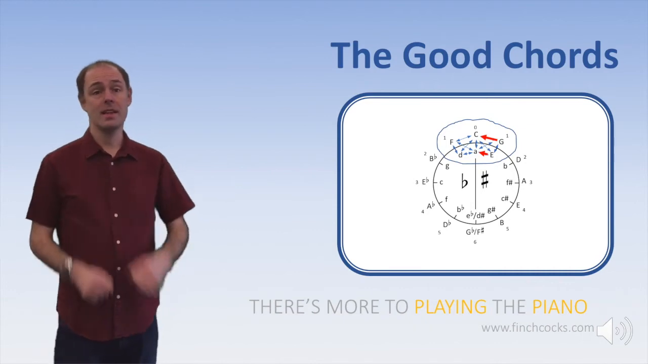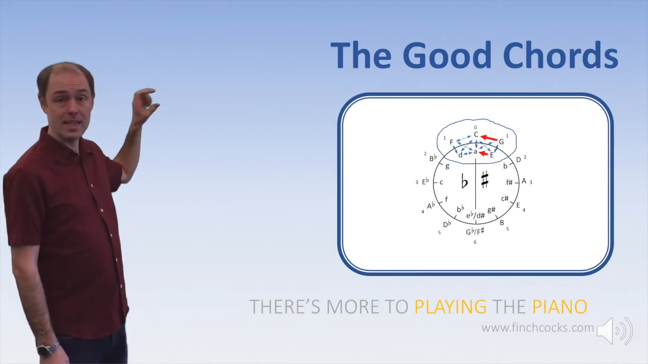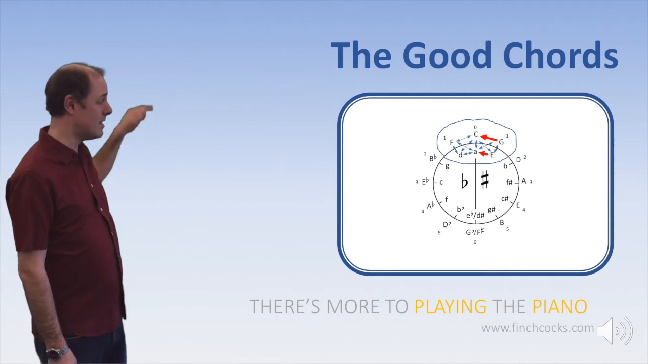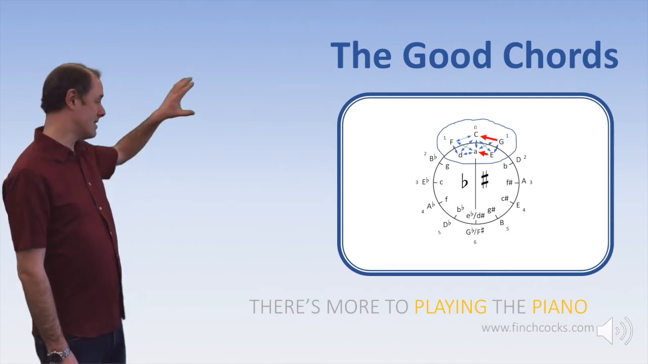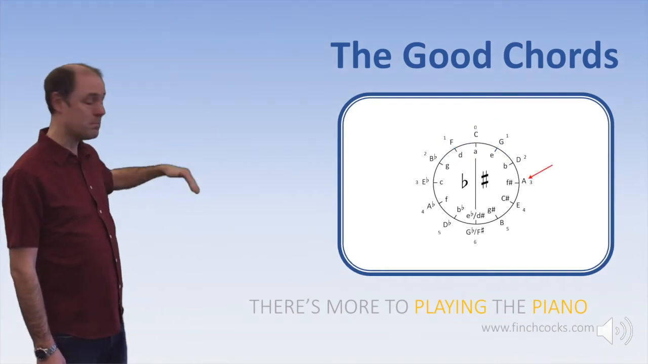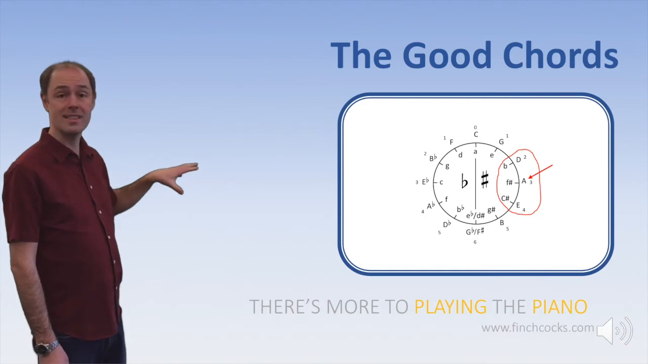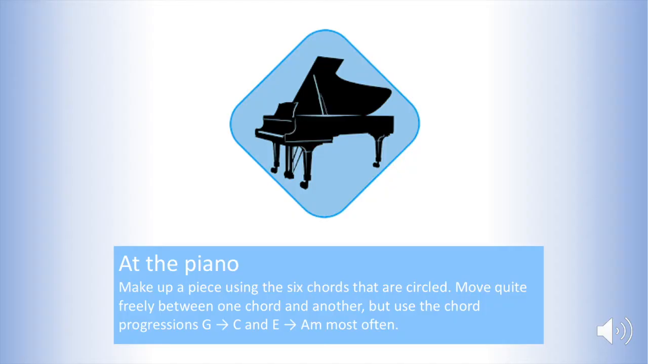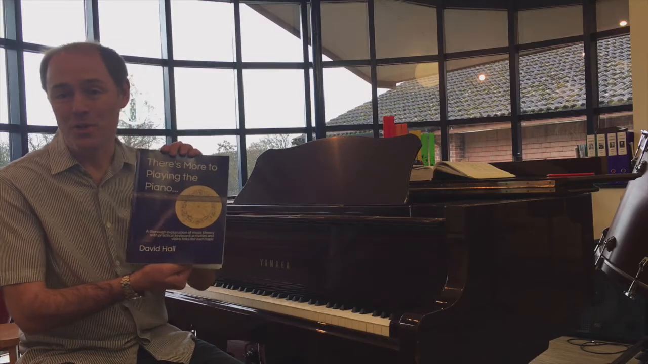Now, of course, we're in the key of C here because C is at the centre of this little loop of notes. You can use any area of the cycle of fifths. If you want to focus on the key of A, by all means do. You'll be using these 6 chords. At the piano, make up a piece using the 6 chords that are circled. Move quite freely between one chord and another, but use the chord progression G to C and E to A minor most often.